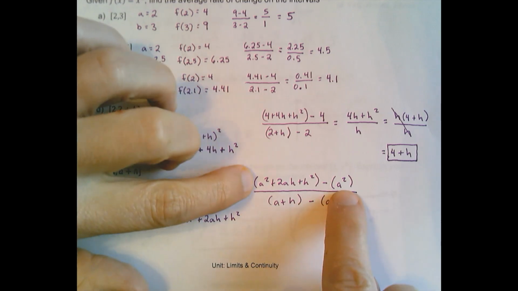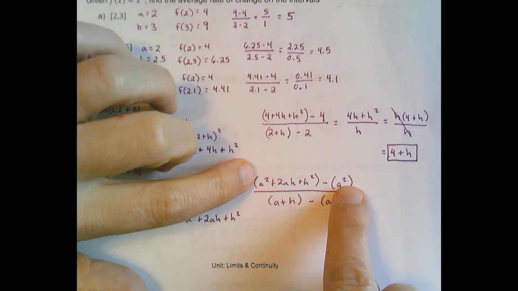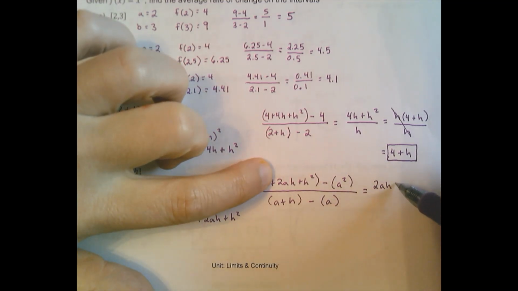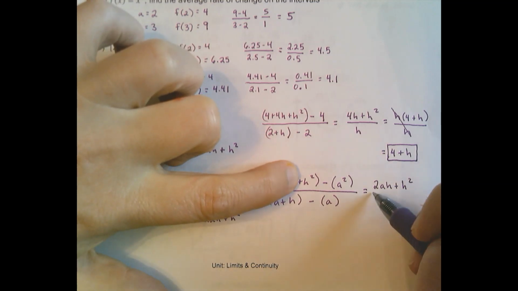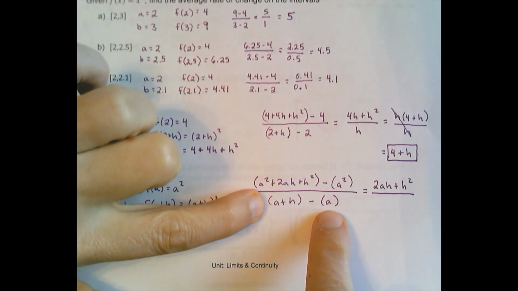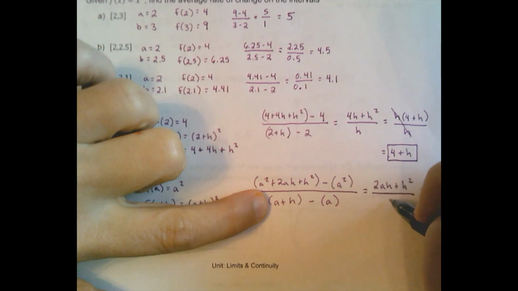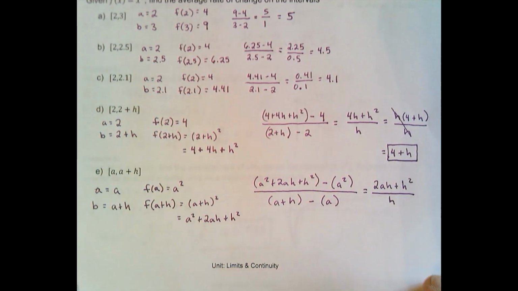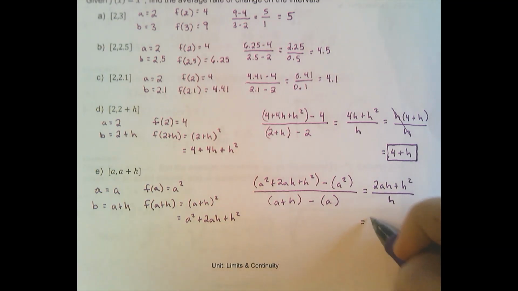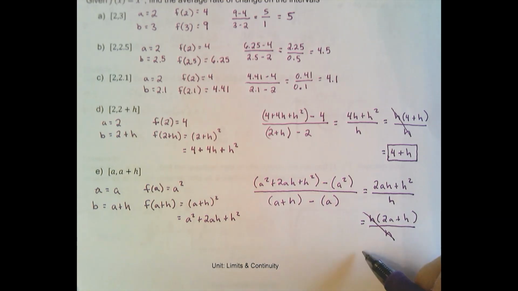For example, I notice in the numerator I have a squared minus a squared. So those cancel each other out, and my numerator now has 2ah and h squared. In my denominator, the a's cancel. A subtracts a, and I'm left behind with just an h in the denominator. And finally, like the last problem, all three pieces have an h in it. So if I were to factor the h out of the numerator, I would see the h cancels, and I have an expression 2a plus h.